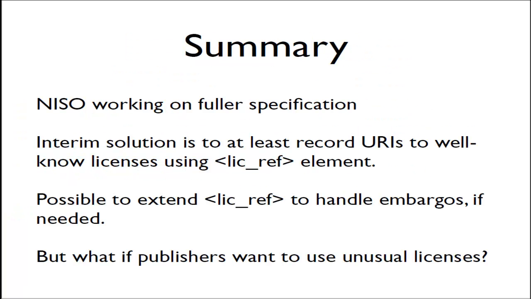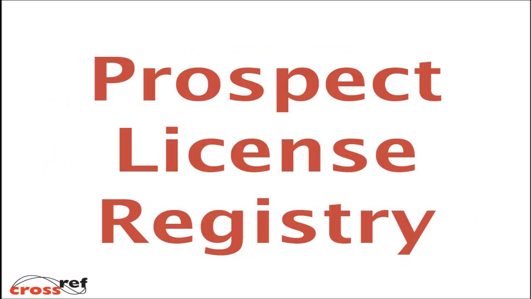So as I said, NISO is working on a fuller specification. We can record existing terms through a URL now, and are planning to do something about handling embargoes. It's, of course, very possible that publishers want to use non-standardized licenses. So Eefke mentioned there are a couple of standardized licenses that have been developed. There are probably more that will be developed, but we all know that publishers like to do things a little bit differently. So what happens there? Part of Prospect is what we call the license registry, which is a centralized place for the exchange of licenses.